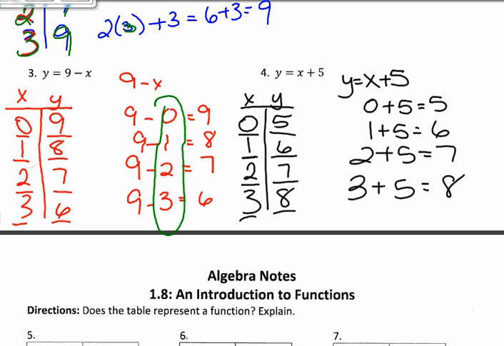Okay. So notice it's kind of like a systematic process. I put in one number, I write the answer next to it. Put in the next number, put the answer next to it. Just be careful with your math. Make sure you're following order of operations if you need to. So at this point, I need you to stop and do section 1.8, checkpoint 1.